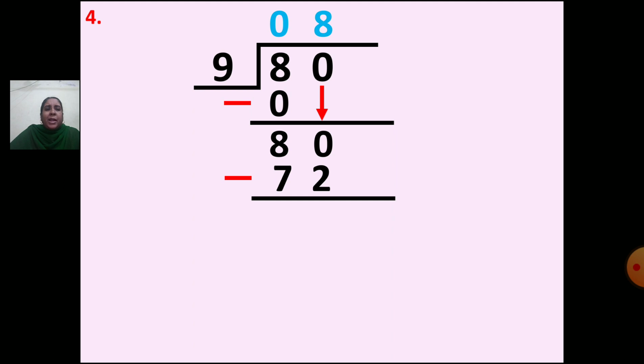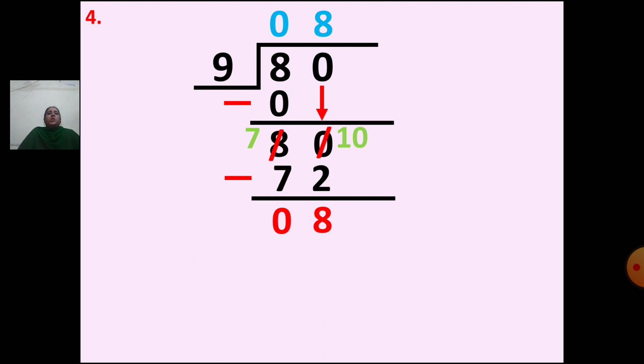Now can you subtract 2 from 0? No, na? So you have to borrow from the next number. What will you do? You will cut 8. What will you write there? 7. Now you can take 1 in the units place. So you will cut 0. What will you write there? 10. Now you can do subtraction, right? Now 10 minus 2 is how much? 8.